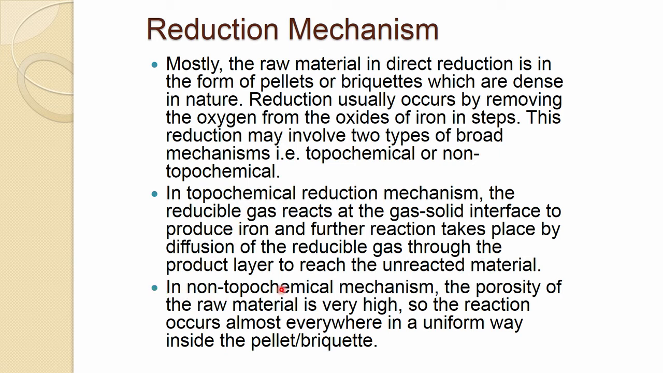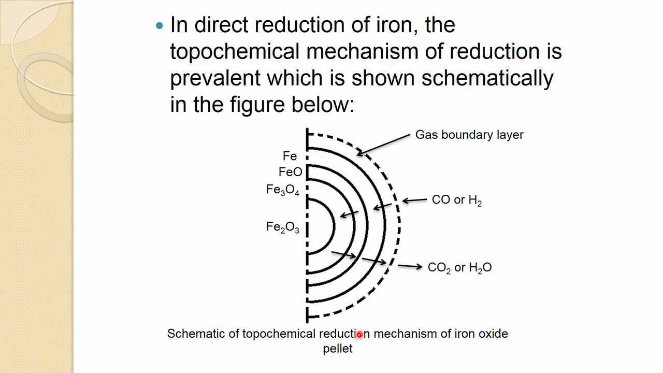However, in the non-topochemical mechanism, the porosity of the raw material is very high. When the porosity is very high, the reducing gas can reach almost everywhere in the pellets or briquettes. So, the reaction occurs almost everywhere in a uniform way inside the pellets. Diffusion is not a limiting factor in that case, and I know you must be familiar with diffusion and other things, so that terminology should not be new for you.